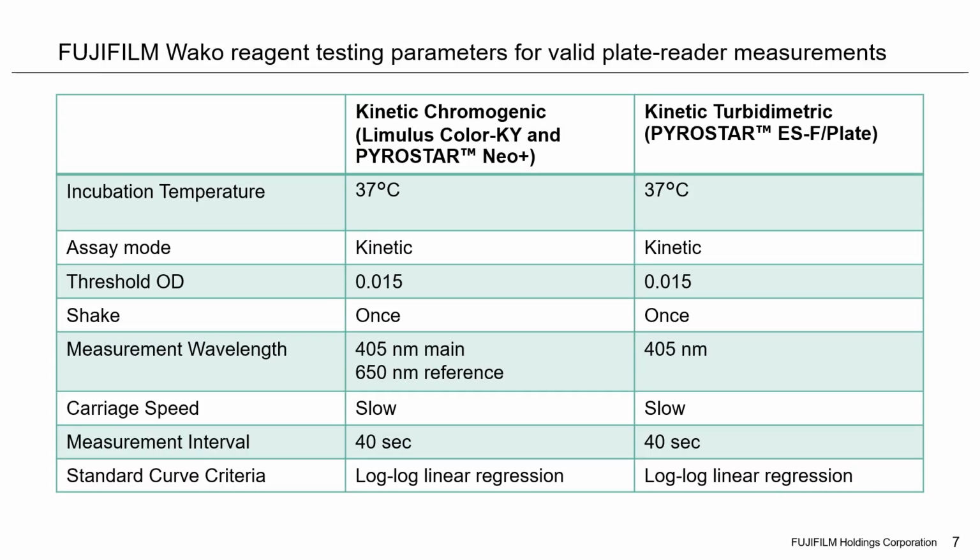Now the USP, as we mentioned, has some requirements for quantitative methods. However, we as well as the reagent manufacturer have set additional requirements in our package inserts for accurate measurement with our reagent. So we validate that our reagent will provide for you results that are within specification if you meet the testing parameters that we require for valid plate reader measurements. So you can see those listed here for our kinetic chromogenic and kinetic turbidimetric reagents. Nearly identical requirements for each.